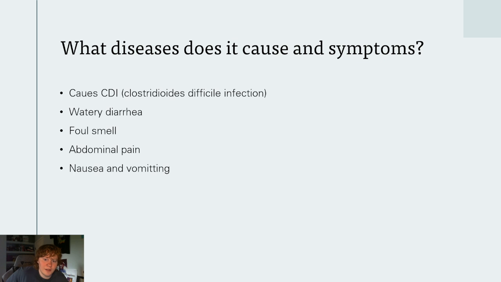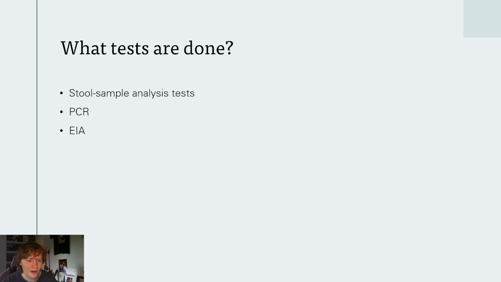What diseases does it cause and symptoms? It causes Clostridioides difficile infection, or just C. diff infection. It causes very watery diarrhea, sometimes bloody. It causes a very foul smell. I had a patient with C. diff, and it is one of the worst smells you will ever experience in your life, and it almost smells sweet in a way. It causes abdominal pain, and it also causes nausea and vomiting. Among other things, it can also cause decreased appetite.